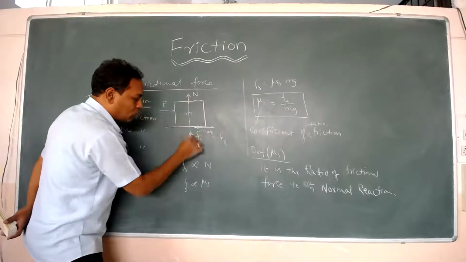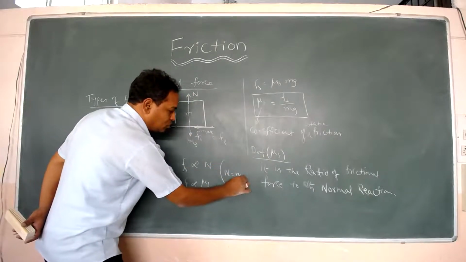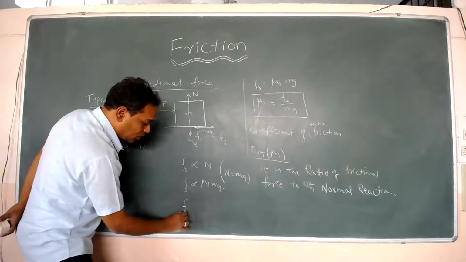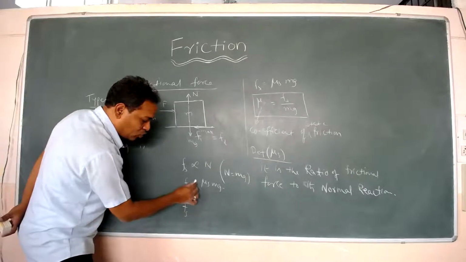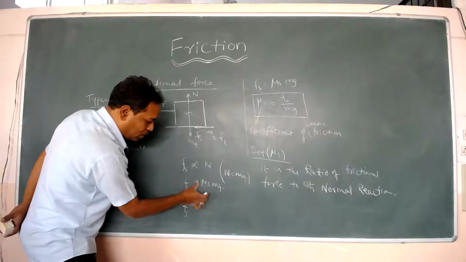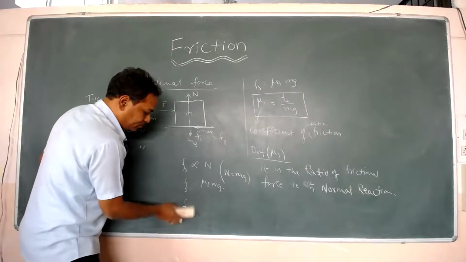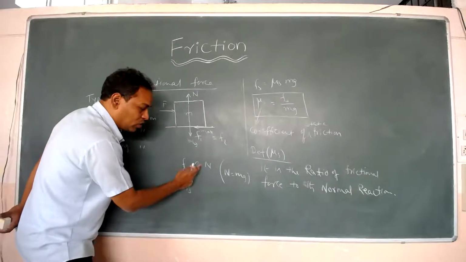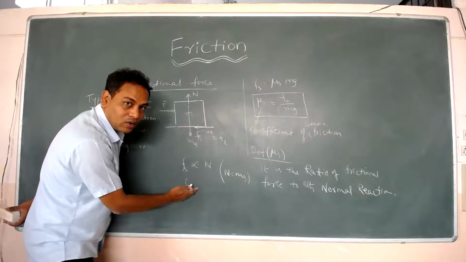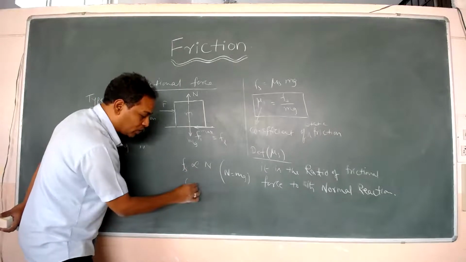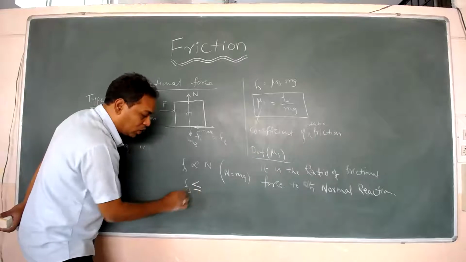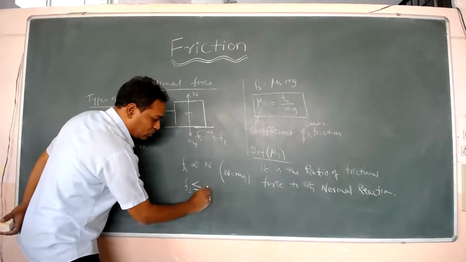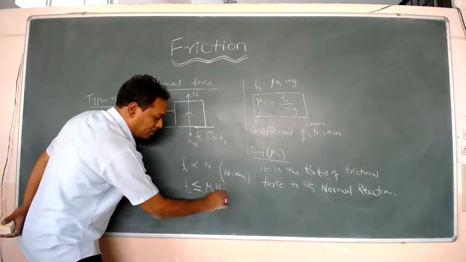N means what here? Normal reaction. That is, N is equal to mg. So I can write mg here. So static friction is directly proportional to this. To remove this proportionality sign, I have to write an equal sign with some constant. So instead of equal, what I am going to write is less than or equal to, with one constant, mu s into N.